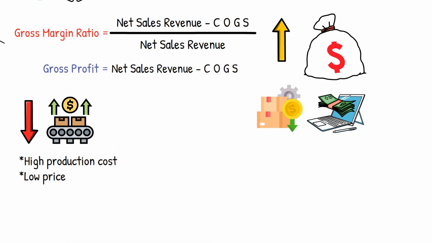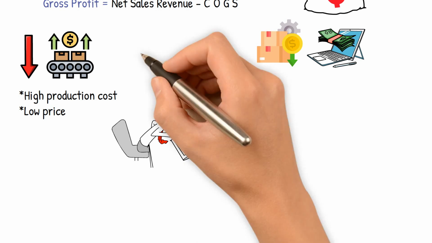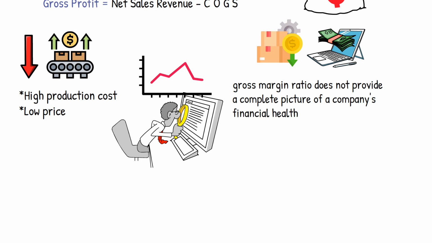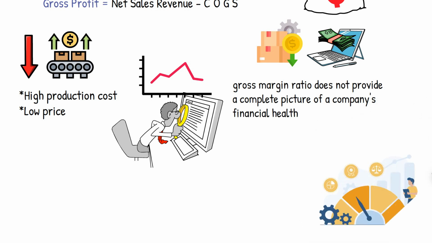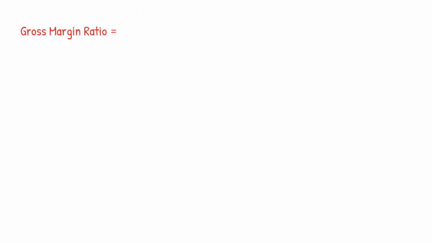The gross margin ratio can be used to compare companies in the same industry or to evaluate a company's performance over time. However, it is essential to note that the gross margin ratio does not provide a complete picture of a company's financial health and should be used with other financial ratios and metrics. Additionally, the gross margin ratio can vary significantly by industry, so it is important to consider industry benchmarks when evaluating a company's performance.